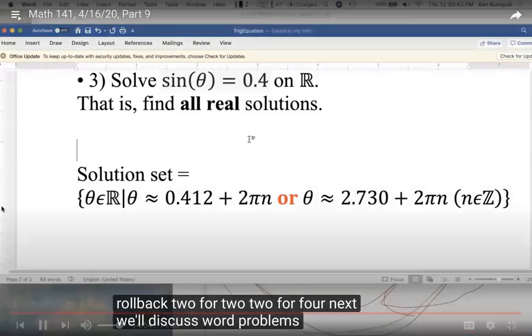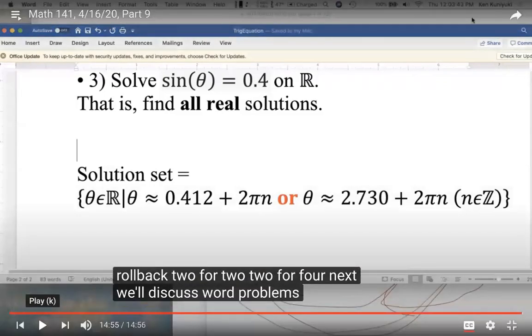Next, we'll discuss word problems. Okay, before we get to the word problems, questions about solving these basic trig equations. That's going to help on the homework, and it's a good preview for chapter 5, actually. Any questions? Any questions? Let's do a bit on word problems.